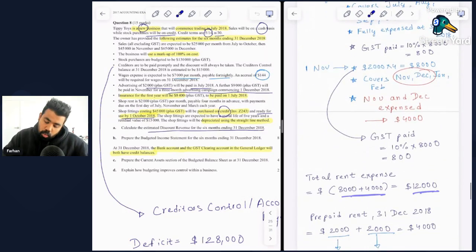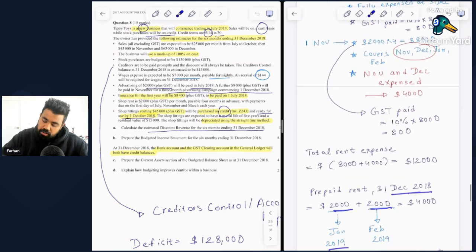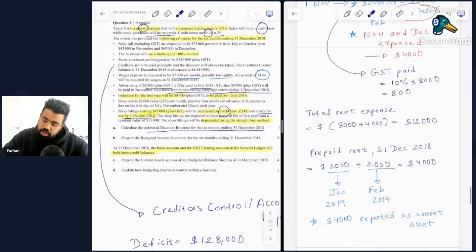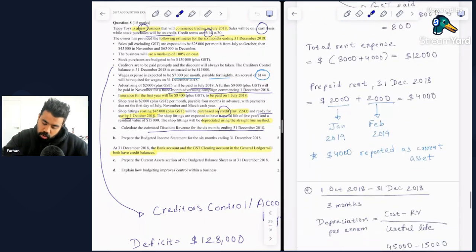Now, what about the prepaid rent, the economic benefits that are still left for the business in terms of rent at 31 December 2018? So this should be for the month of January and for the month of February 2019. All right? And that's $4,000 in total. And prepaid rent is a current asset, which is what we're going to report in the balance sheet, and that is $4,000. All right. So what else is left?